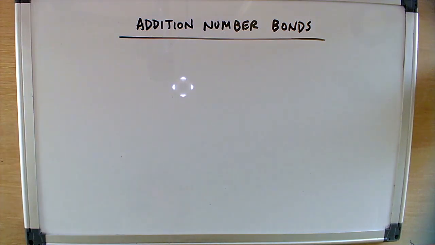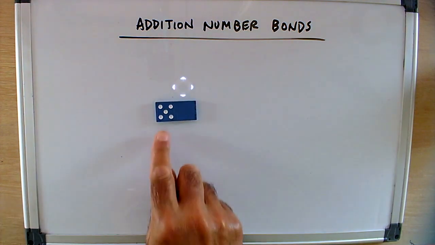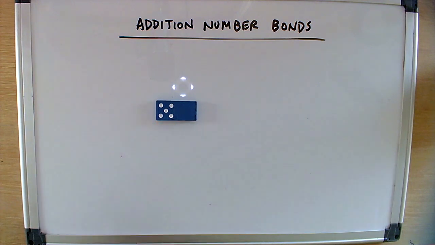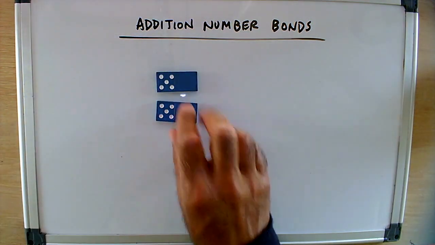I'd like to show you a way to learn your number bonds visually. I'll start off with, here's the number 5. You recognize this from when you're playing with dice. There's the number 6. See?